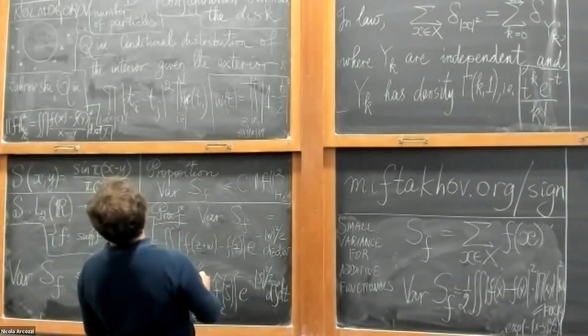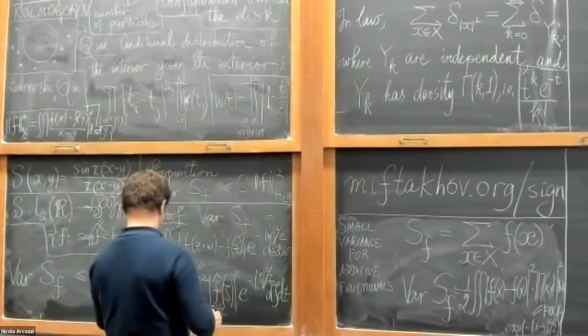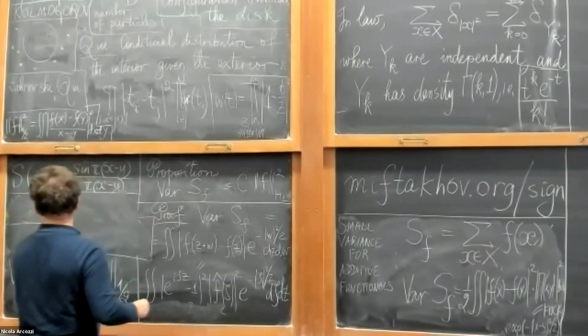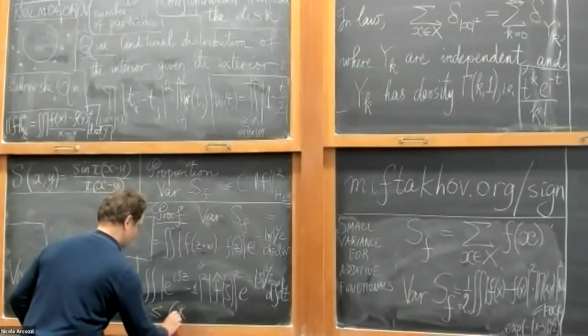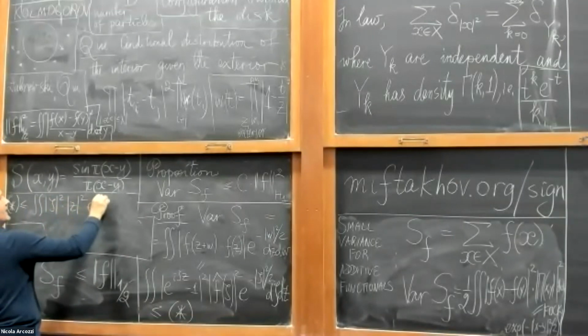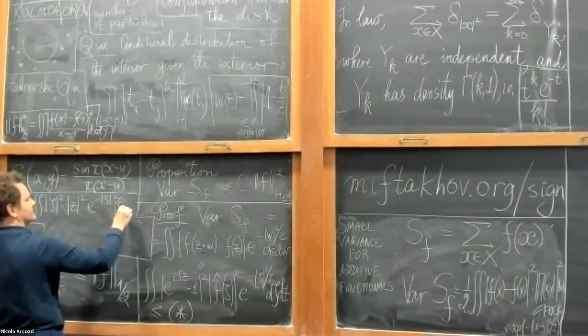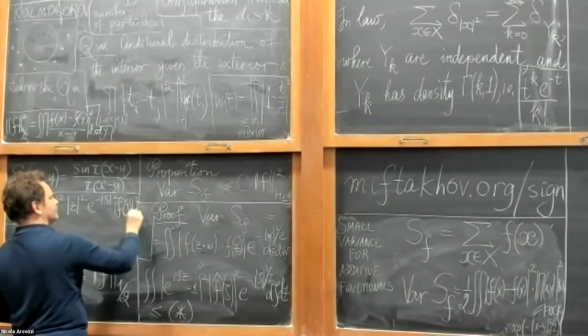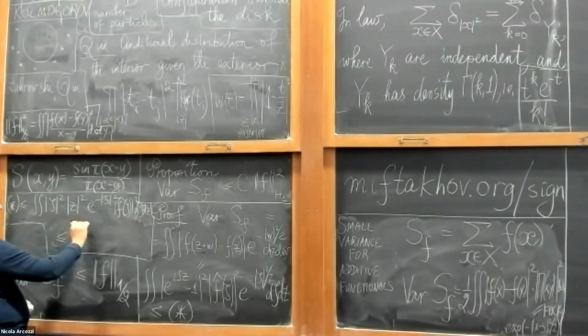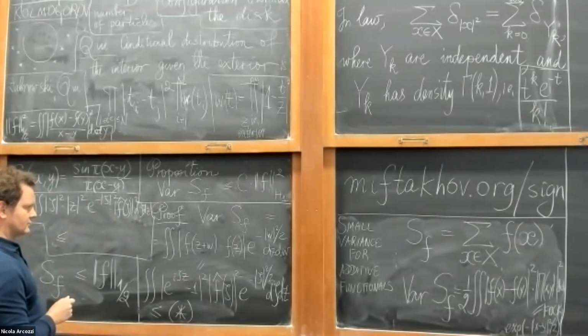Let me continue somewhere else. Just one second. Let me continue here. So this is less than the integral of z squared e to the minus z squared, f hat of z squared, dz. So the integral in zeta gives a constant, and the integral in z gives me, there is something I'm not writing correctly.